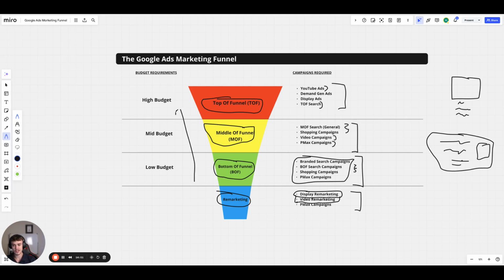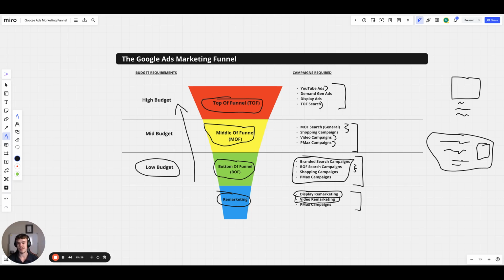Now, the reason for this is because if you only have $100 to spend on ads, would you rather show it to people who know nothing about you, or would you rather show it to people who know nothing about you and maybe want to buy from you, or would you show it to people who are looking for the exact products that you're selling? Right? Probably the latter. So you want to be focusing initially on the bottom of funnel if you have a low budget. This allows you to feed Google as much data as possible in the early stages and really just capitalize on that high ROAS, right?